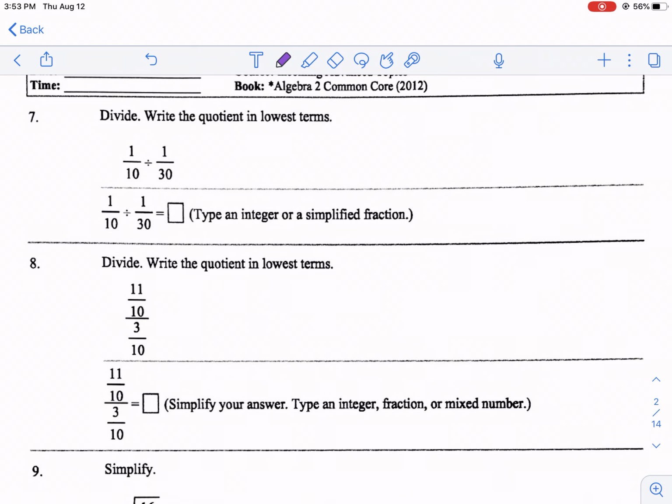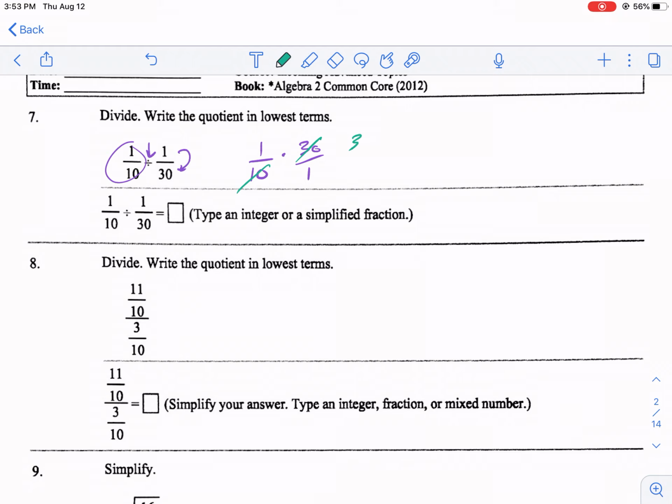1 over 10 divided by 1/30th. So what we're going to do, that was 30th, by the way. I'm pretty sure I said that. Sometimes we keep, change, and then flip. We're going to change this to multiplication, keep that the same, 30 over 1, and now we can cross cancel. Let me change colors for that.